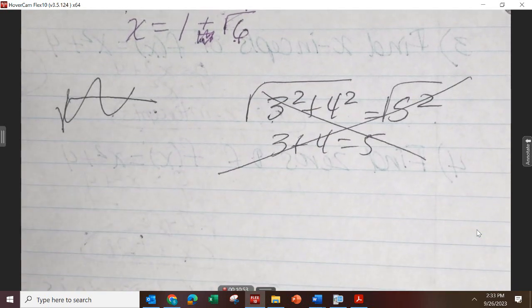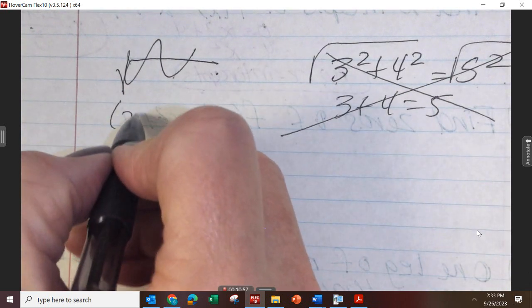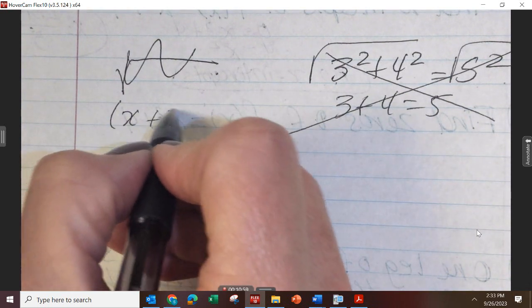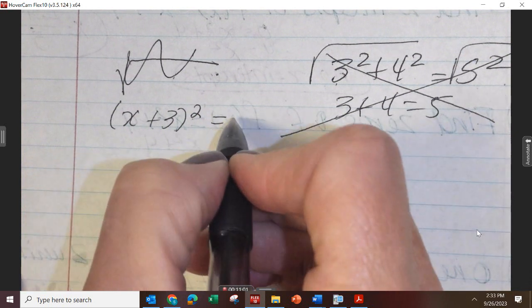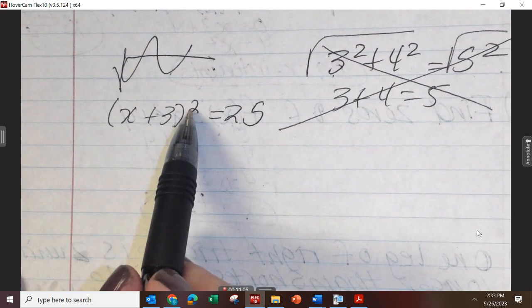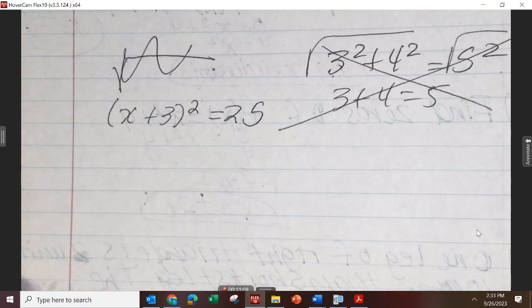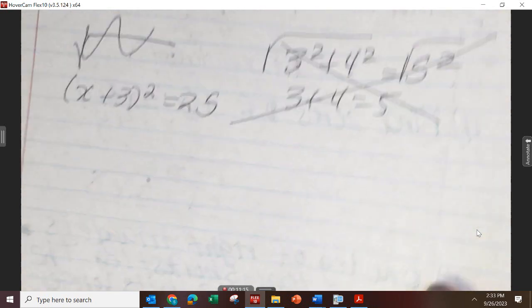It would be nice if we could, and the only way we could is if it was like in parentheses as something like x plus 3 squared equals 25. Now we just have one value getting squared, so we could square root it. Okay, that's the difference. And I understand the confusion, because it does seem like it's a similar kind of thing, but it's not exactly the same. All right, any questions? All right. Very good.